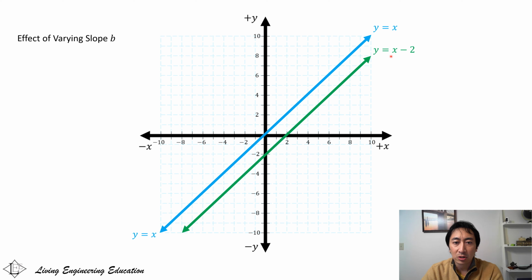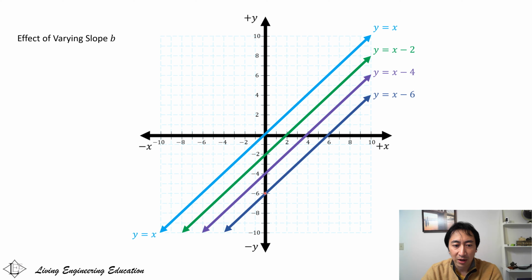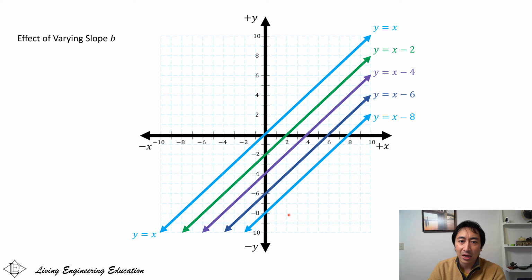Here we still have a slope of 1 in this green line, but our y-intercept is -2. And we can look at our y-axis to see that it intersects at -2. So at every single x location, these two lines are parallel and just offset by a value of 2. Here's the same thing with a y-intercept of -4, and then a y-intercept of -6 and -8. So you can see that all these lines are parallel.